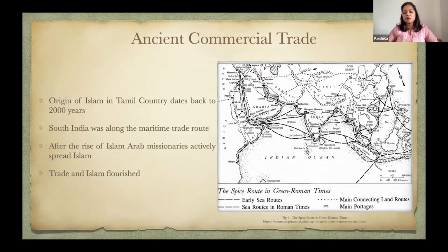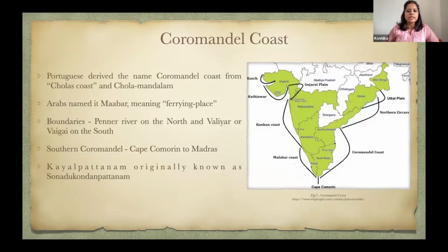There is a lot of research about North Indian Muslims, but very little information about the Tamil Muslims. My topic focuses on the Coromandel Coast, which is from Andhra to Cape Comorin, that is Kanyakumari. But modern scholars say that the south Coromandel Coast is from Cape Comorin to Madras.